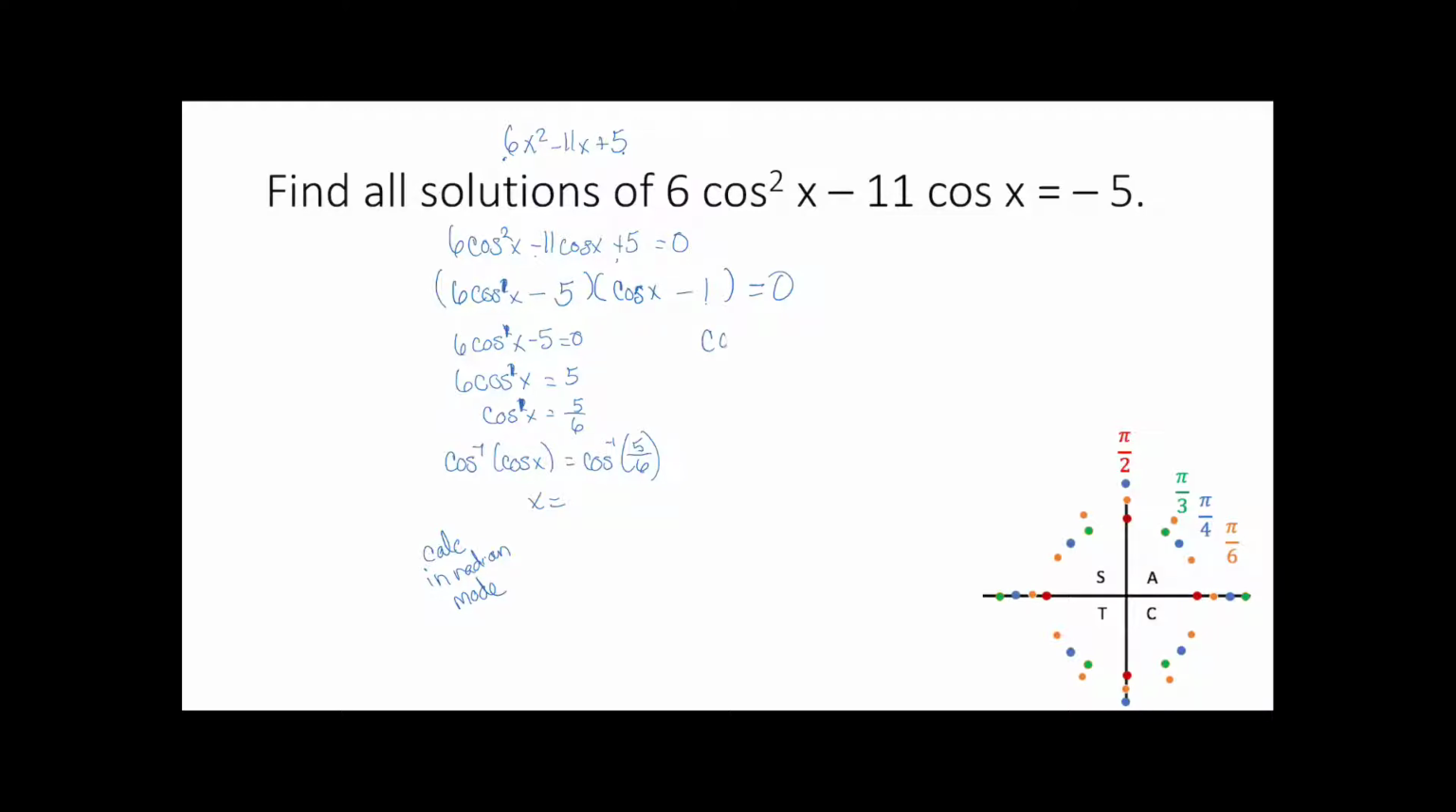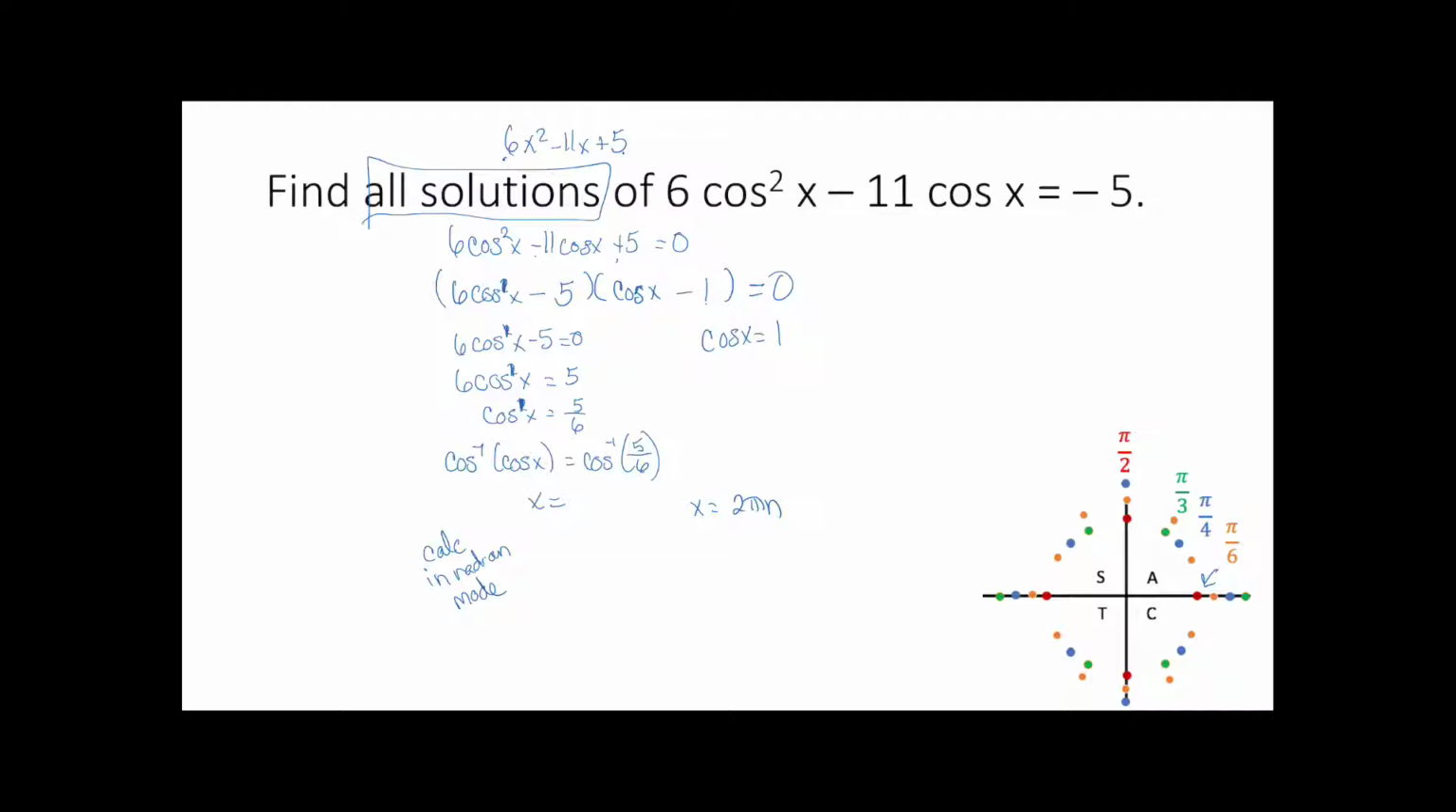Let's talk about the other side first. Cosine of x is equal to a positive 1. So we ask ourselves which values will give us a positive 1 for cosine of x. And that happens here at 0 degrees, 0 radians. And this time we want all solutions. So we would say x equals 0 plus 2 pi n.